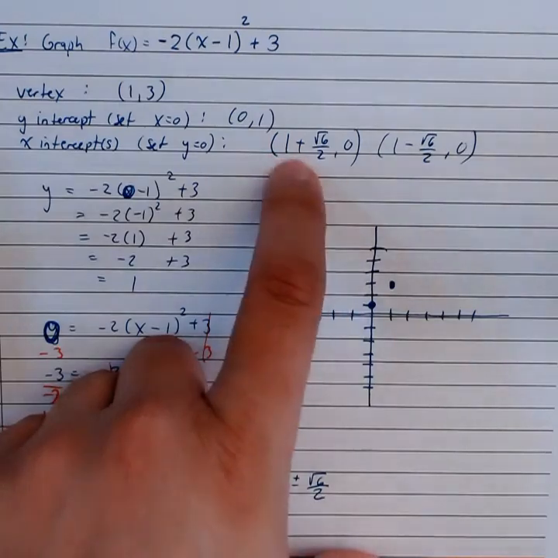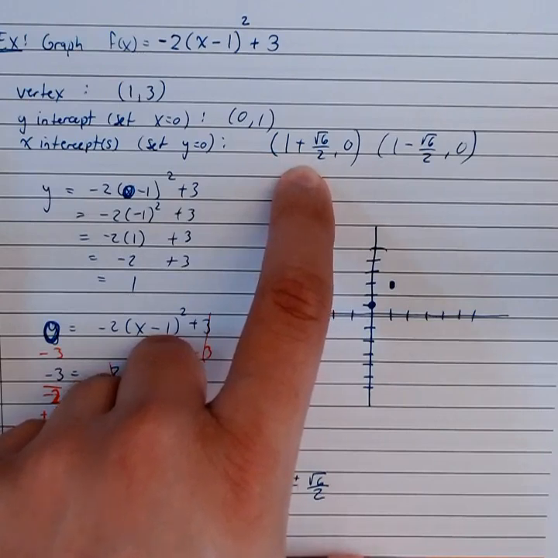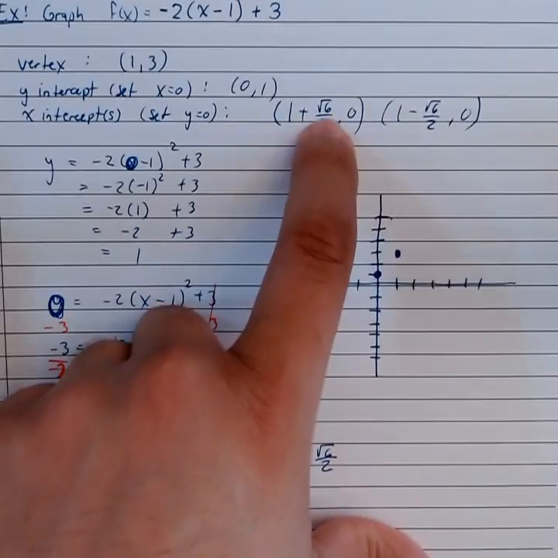How do I find this? I don't know what that number is. 1 plus root 6 over 2. What number is that? So here, the square root of 6 is what's tripping us up.